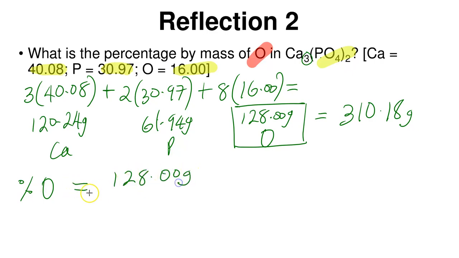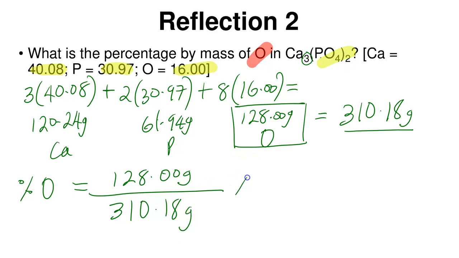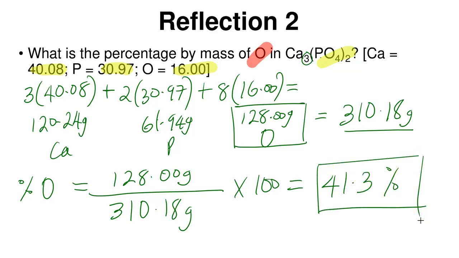We'll put it on top, divided by the total, 310.18 grams, and then multiply by 100. And when you do that, you're going to get about 41.3% to 1 decimal place. That is how you do that second problem. Of course, we'll go to the next one.